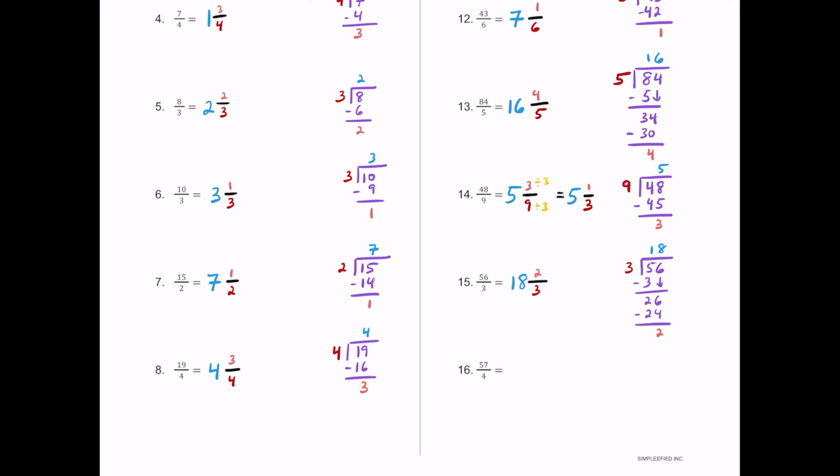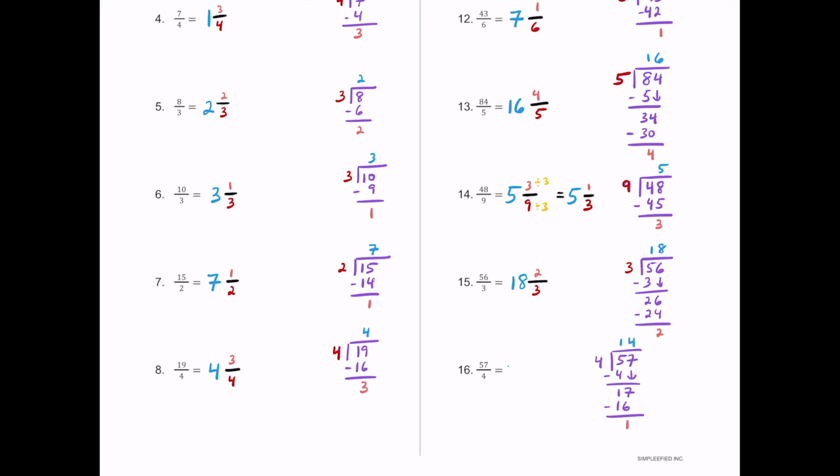Okay. For number 16, we have 57 fourths. So 57 divided by 4. 4 is going to go into 5 one time. 1 times 4 is going to be 4. So that's as close as we could get. Subtract, we get 1, bring down the 7. Now 4 into 17, 4 times 4 is going to be 16, which is pretty close. And our remainder here is going to be 1.